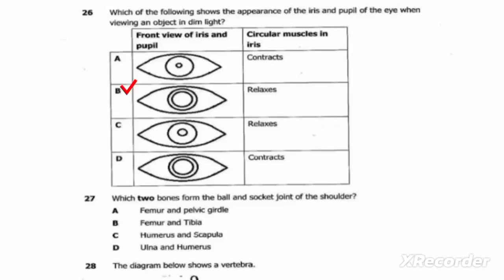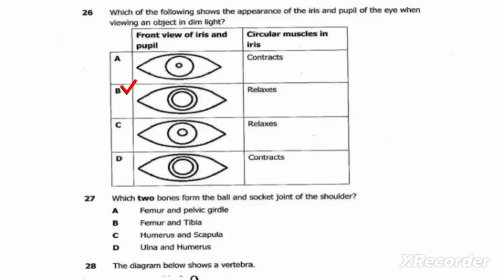We shift to question 27. The question reads, which two bones form the ball and socket joint of the shoulder? A. Femur and pelvic girdle. B. Femur and tibia. C. Humerus and scapula. D. Ulna and humerus.